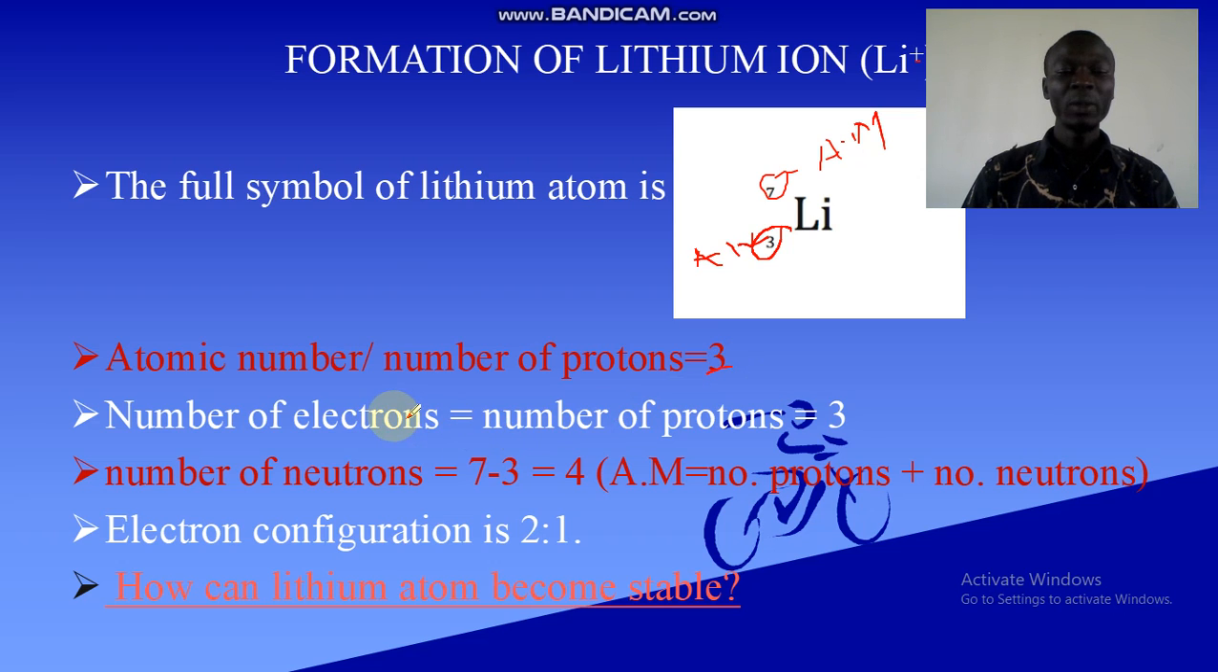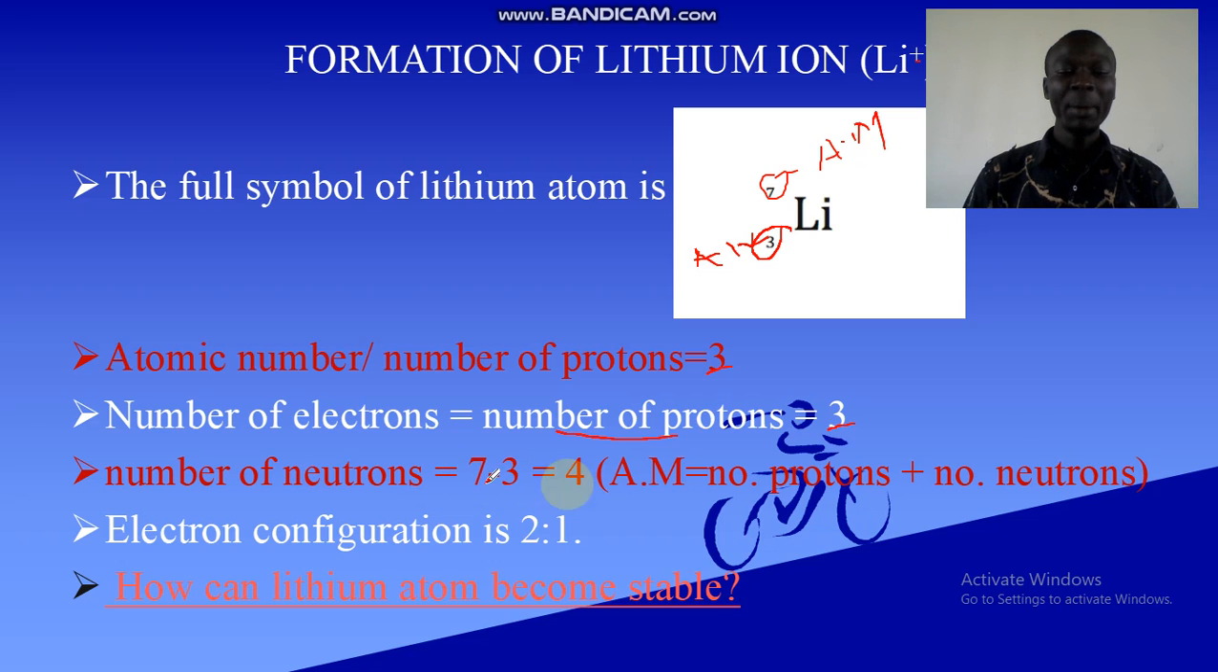Previously we said that the number of protons in a neutral atom is equal to the number of electrons. So if lithium is a neutral atom, then the number of electrons in that lithium must be equal to the number of protons, which is 3. So the number of electrons is 3.